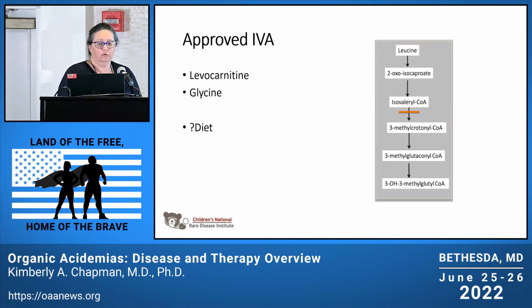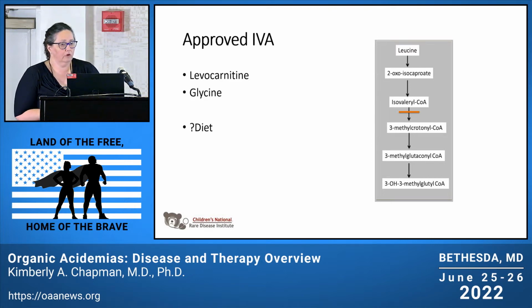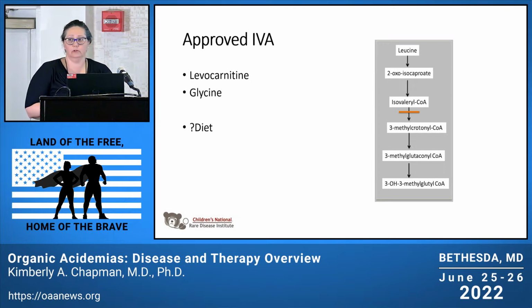And what's approved for IVA? So what's approved for IVA currently is levocarnitine and glycine, although most people have to pay for their glycine out of pocket. And then here again, diet.